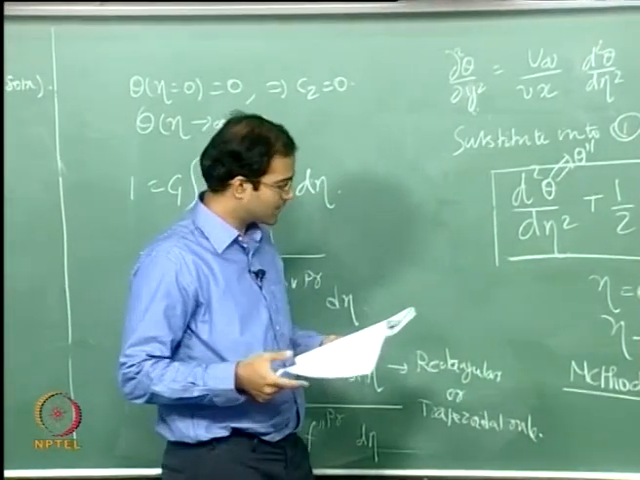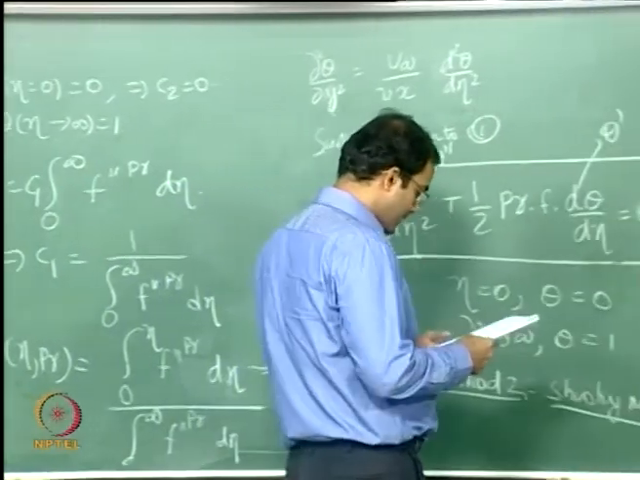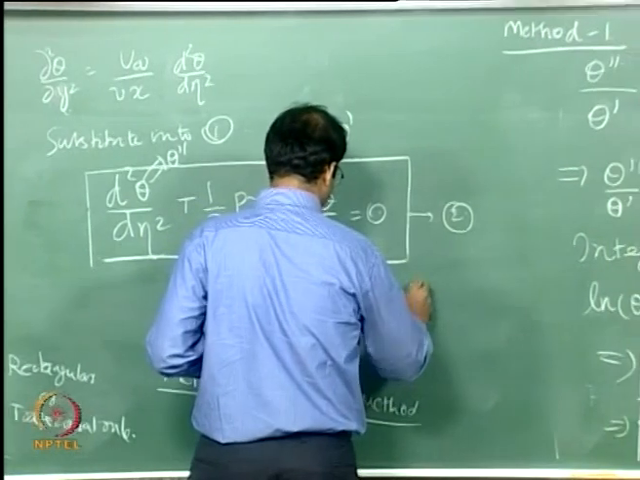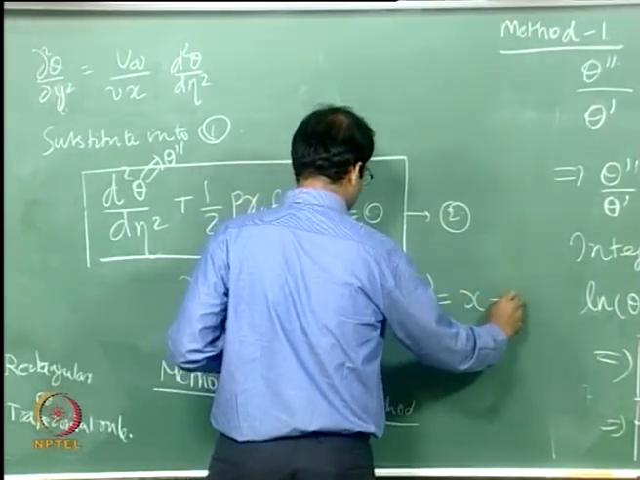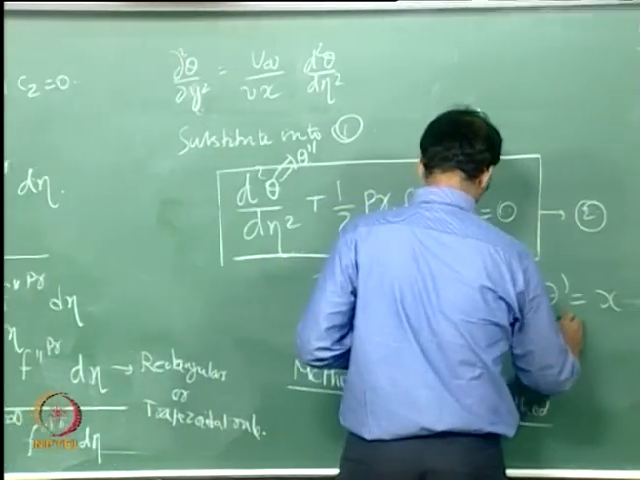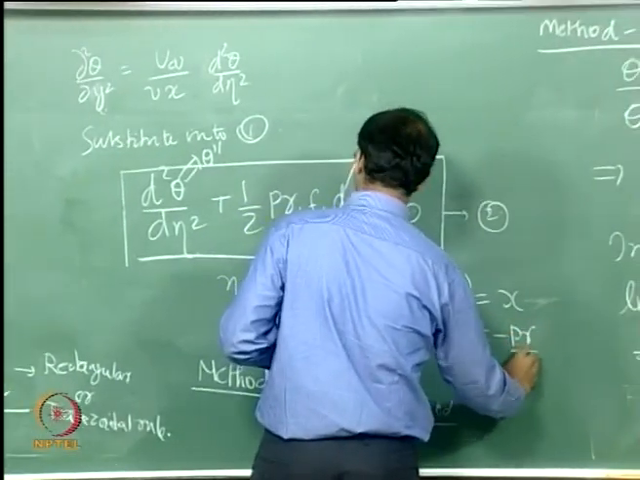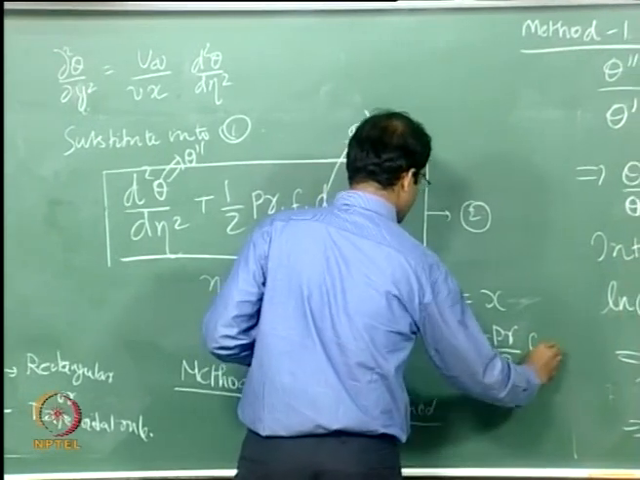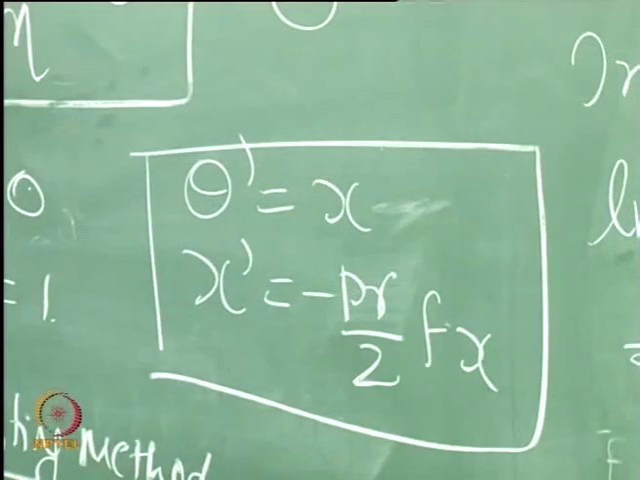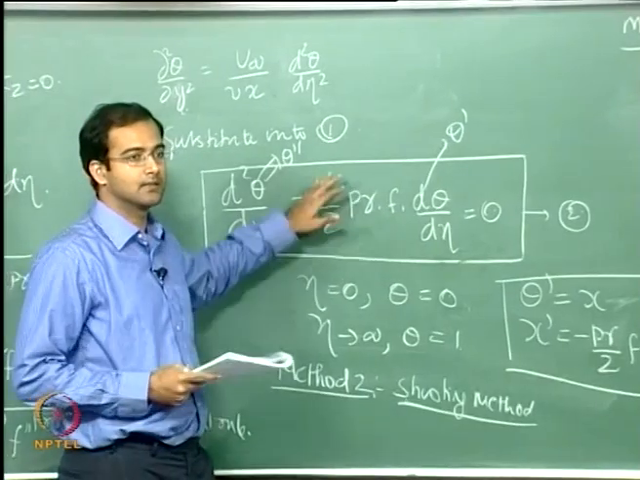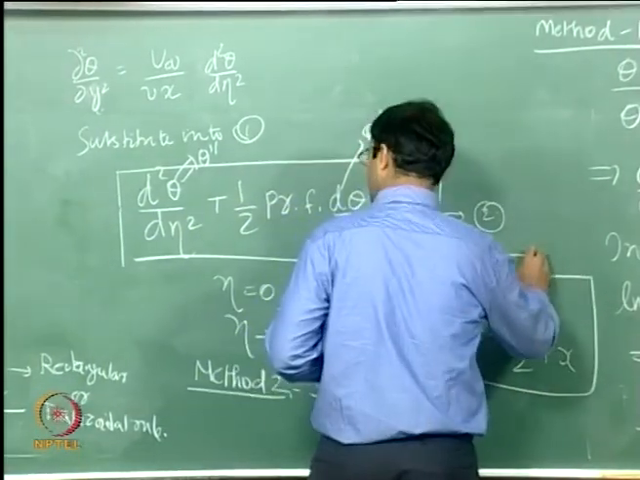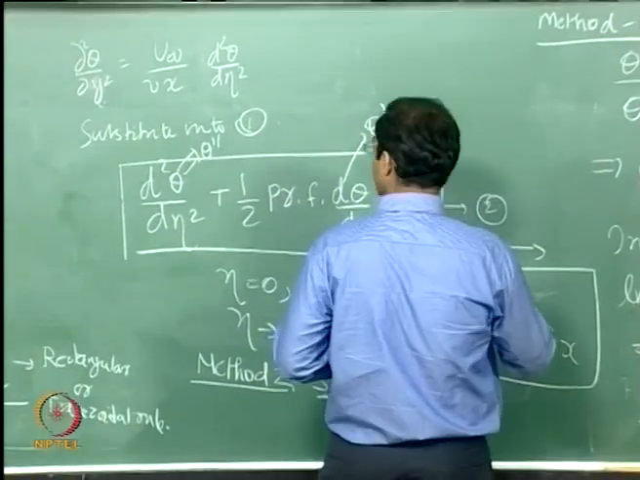Now you reduce the ODE into two first order ODEs. So for example you can say theta prime equal to x, this is one ODE, and based on that you can say x prime equal to minus Pr by 2 f into x. So these are the two first order ODEs. You have reduced this into, let me call this equation number 5.